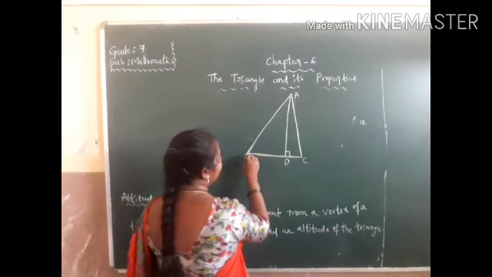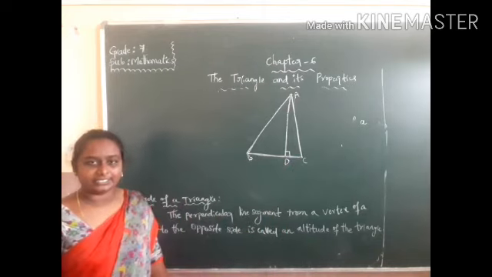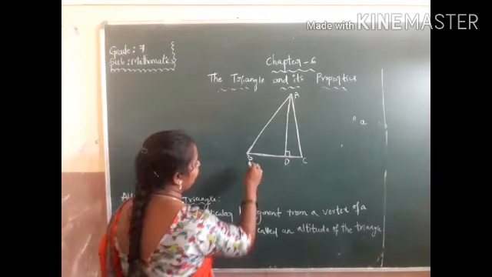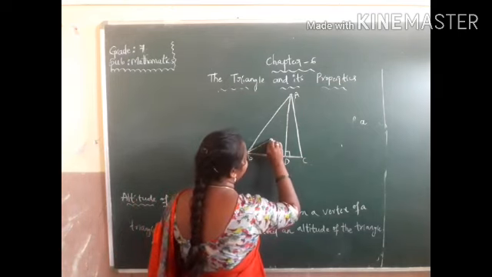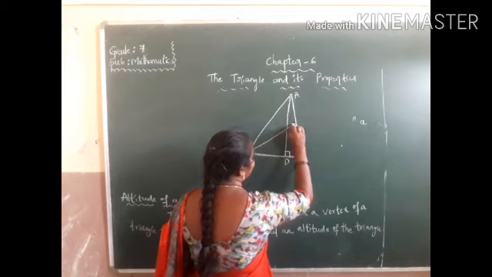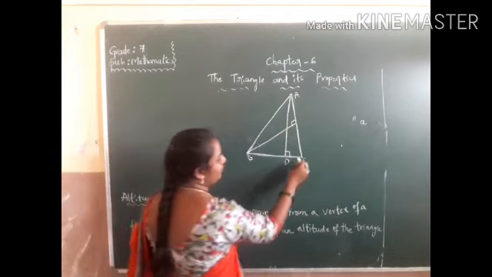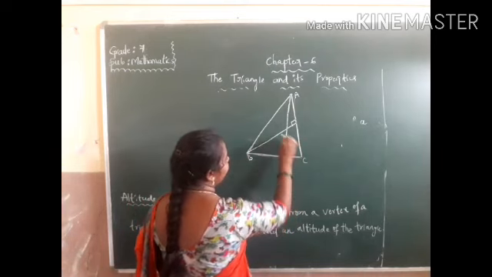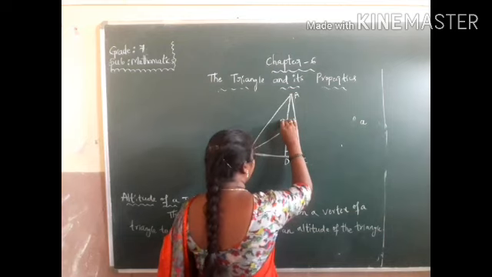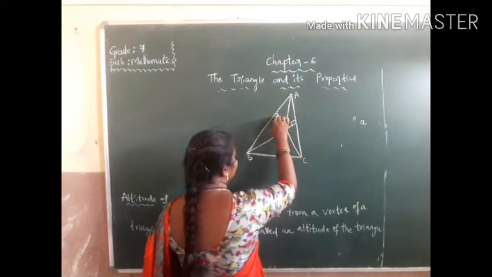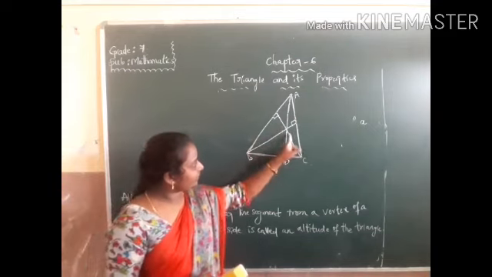Okay, so what is the altitude for vertex B? Yes, you have to first draw a perpendicular line segment to the opposite side, which is AC. So here one altitude is formed. Now what is the opposite side of vertex C? AB. So here also you have to draw one perpendicular line segment to AB. So observe carefully.